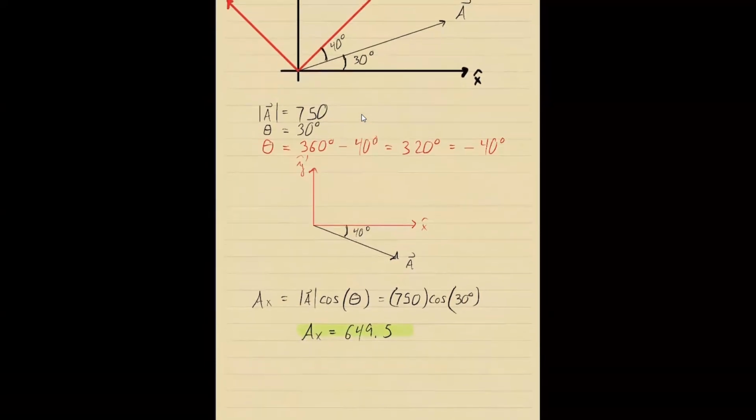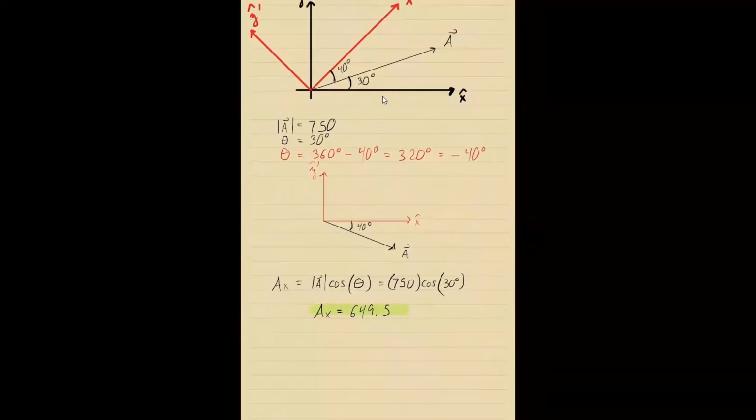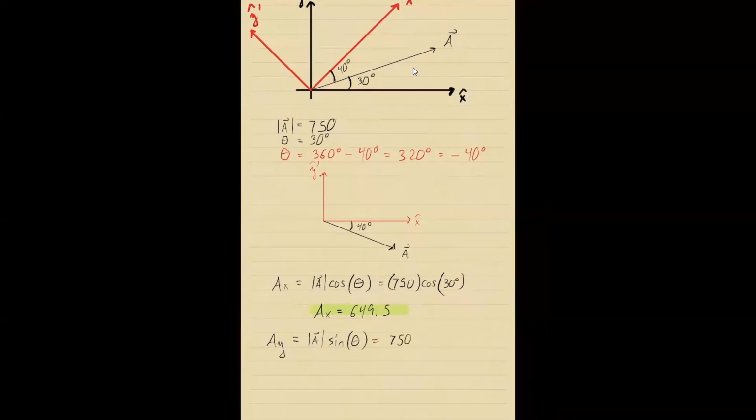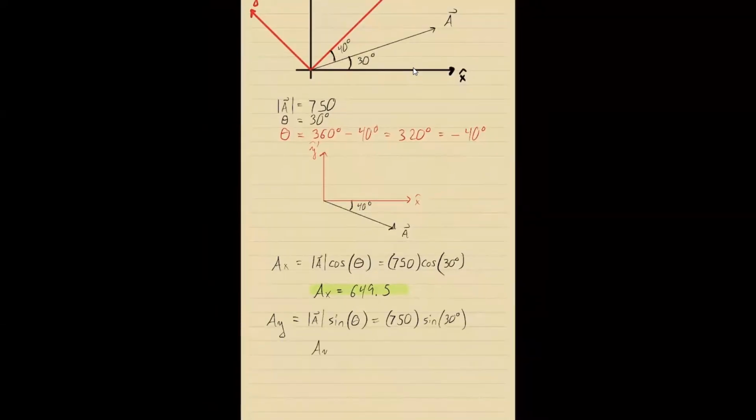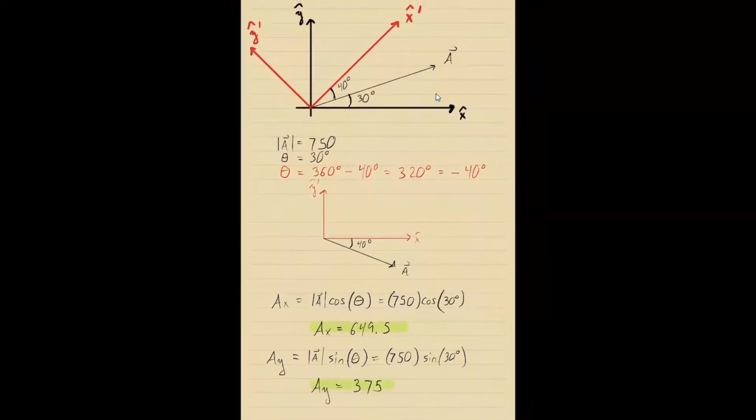The second part of A wants us to find the y component in this black coordinate system. The y component for our vector A is its magnitude times sine of theta. So that's 750 times sine 30 degrees. This gives us a y component for our vector A in this black coordinate system of 375 units. So we found the components of A in this black coordinate system. That wasn't too bad.